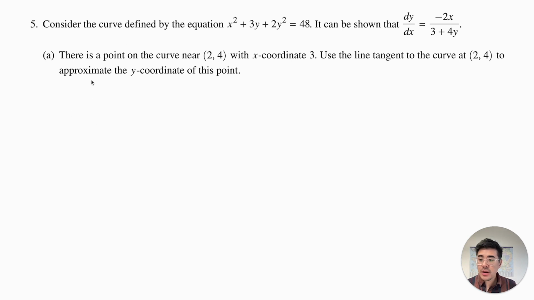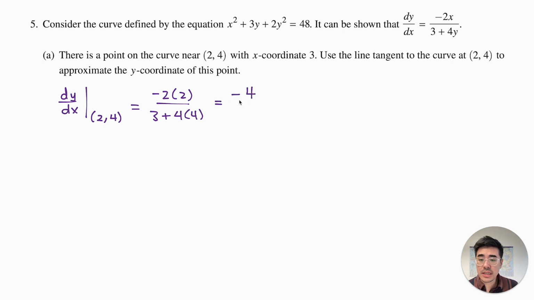Well, this is the slope of the tangent line, so all we need to do is plug this point in the tangent line. So how do we show our work? We just say dy/dx, and then we can draw this long vertical bar to indicate that we're plugging in the point (2, 4). And when we plug in the point (2, 4), we get negative 2 times 2 over 3 plus 4 times 4. So this is equal to negative 4 over 19. I think students get confused when they see multiple letters here, but all you got to do is plug in the point and just remember that dy/dx represents your slope.